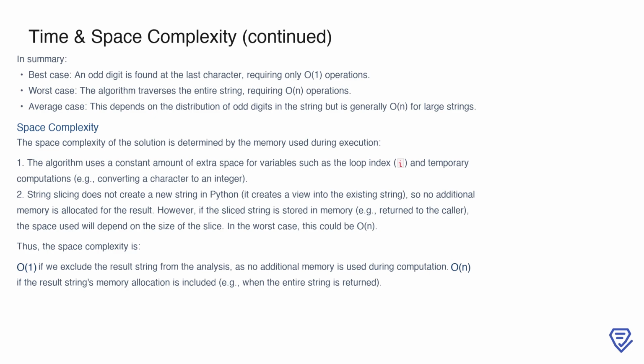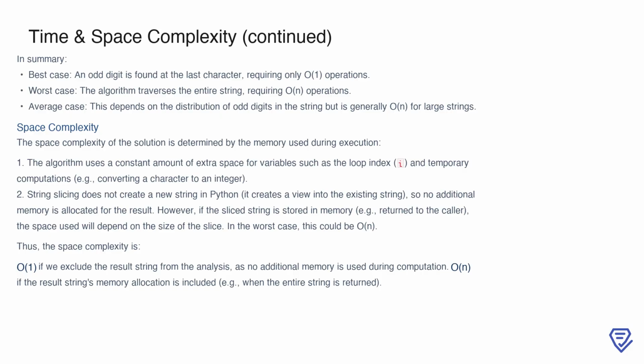To summarize the time complexity, in the best case, the algorithm finds an odd digit at the very last character of the string, requiring only O(1) operations. In the worst case, the algorithm has to traverse the entire string to find an odd digit, requiring O(n) operations. For the average case, the complexity depends on the distribution of odd digits within the string, but for large strings, it generally aligns with O(n).